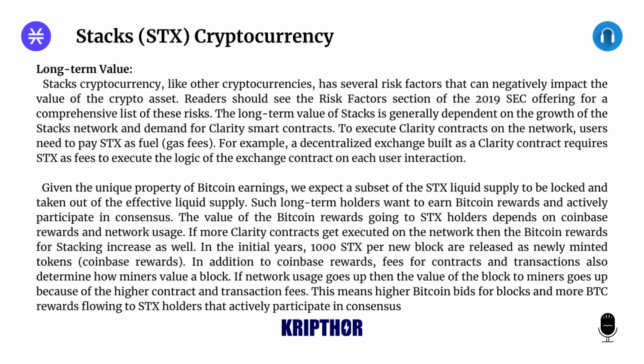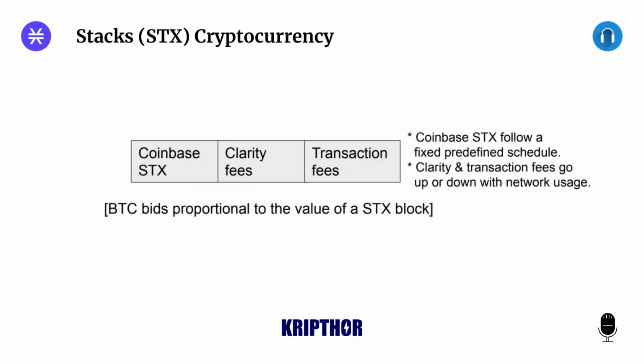In the initial years, 1,000 STX per new block are released as newly minted tokens, Coinbase rewards. In addition to Coinbase rewards, fees for contracts and transactions also determine how miners value a block. If network usage goes up, then the value of the block to miners goes up because of the higher contract and transaction fees. This means higher Bitcoin bids for blocks and more BTC rewards flowing to STX holders that actively participate in consensus. Coinbase STX follow a fixed predefined schedule. Clarity and transaction fees go up or down with network usage.